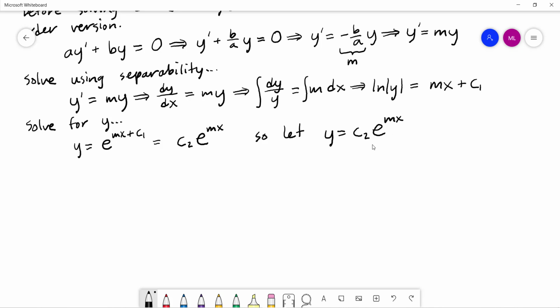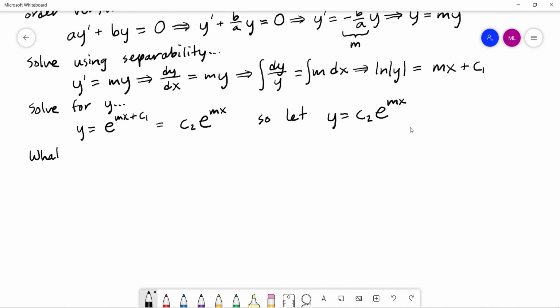So this is the solution to this differential equation, which is equivalent to this differential equation under the assumption that the value of m that we're using is negative b over a. So you could write this as e to the negative b over a times x if you wanted to go back to the original variables and constants from the original problem. But the point is, this is the form that it takes. I don't actually care about the a and the b, I care about the form.